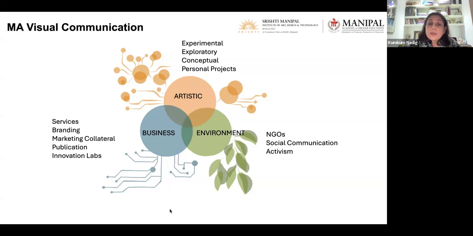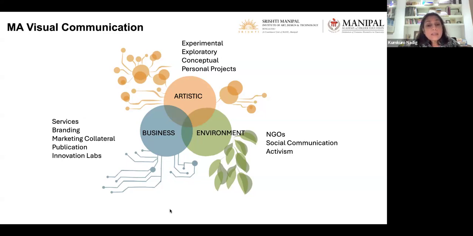Under the artistic umbrella, our students produce work that is experimental, exploratory, deeply conceptual. They engage in personal projects, and they actually combine design thinking with artistic approaches. When it comes to environmental issues, we have seen our students work at NGOs, engage with social communication and activism, and they also come into educational institutes to teach and pursue an academic career.